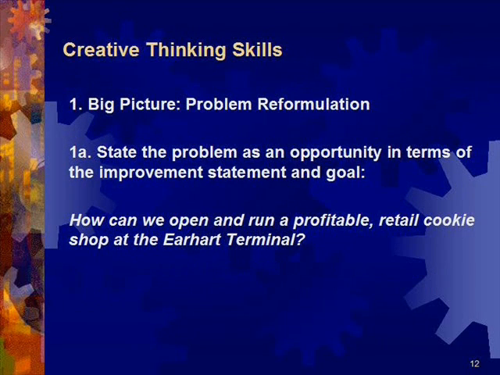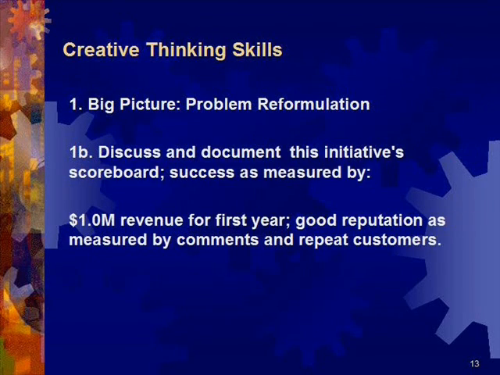The first step is to help the team discover what it is they really want to accomplish. I call this an opportunity statement. Here, how can we open and run a profitable retail cookie shop at the Earhart terminal? You're likely not going to go with your first choice here, so work through this as a team until you end up with one that everybody can support, knowing that you can change this later if you end up with a better version. The second part is to identify and document reasonable expectations regarding success as measured by.